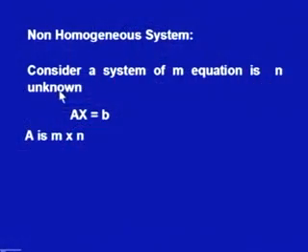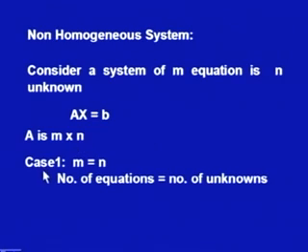So, if the system is homogeneous, we will have only the trivial solution provided determinant A is non-zero. Now, we consider a non-homogeneous system. So, let us consider a system of m equations in n unknowns, that is Ax = b, then the matrix A is of order m by n, where m is the number of equations and n is the number of unknowns.